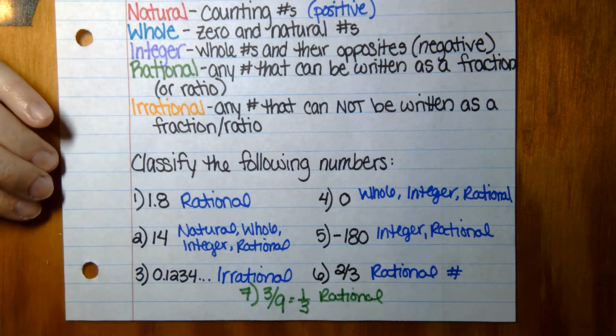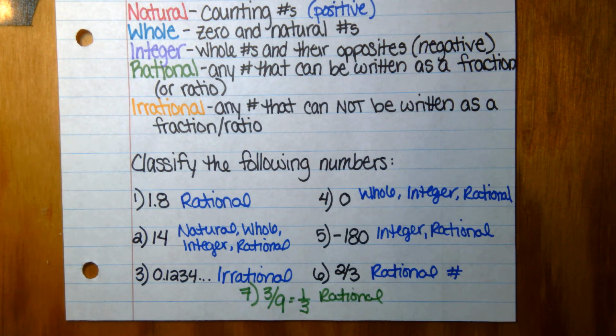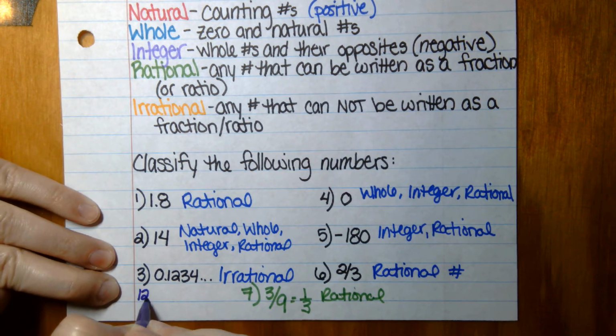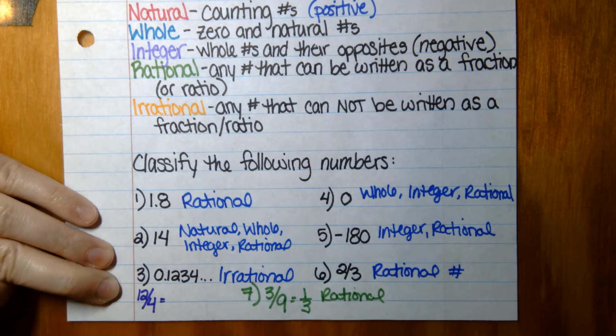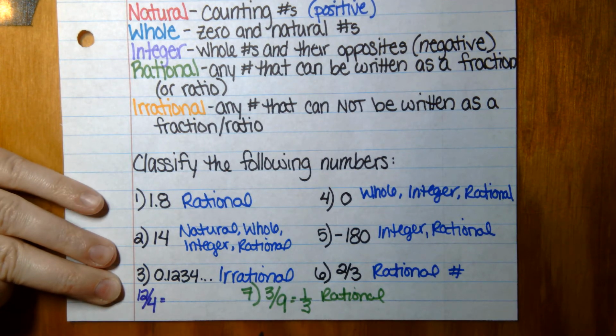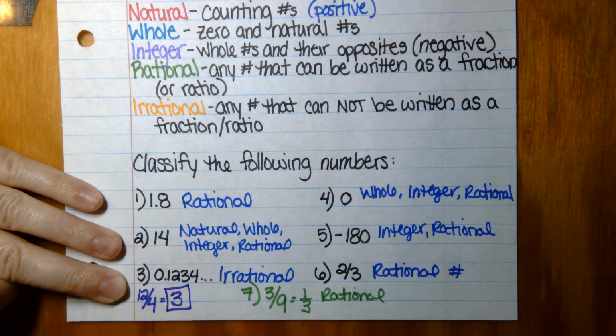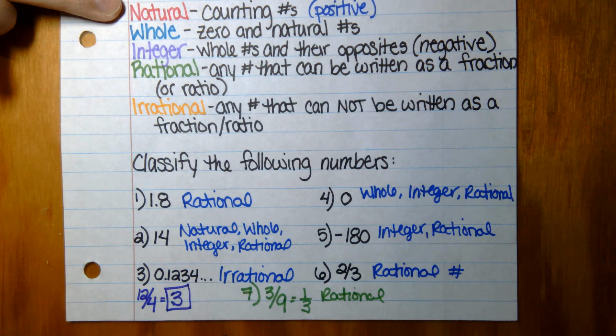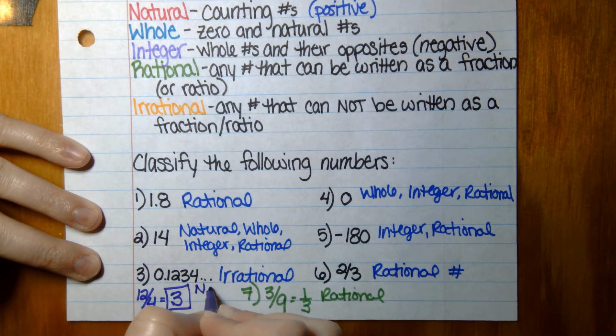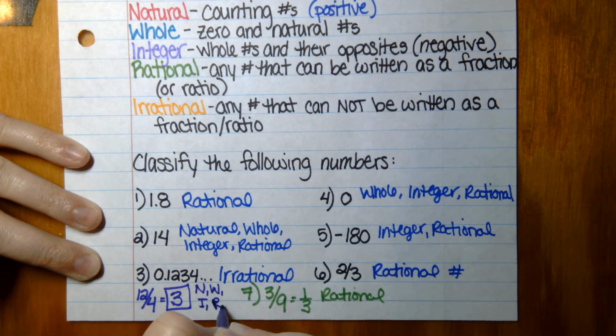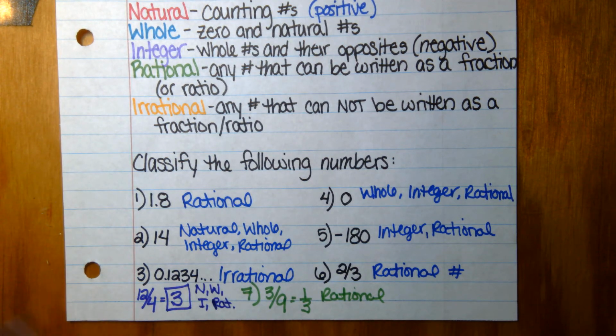If, for example, I have 12/4, 12/4 can reduce to the whole number 3. So even though it started off as a fraction, I'm really looking at this natural number of 3. So this is going to be your natural, your whole, your integer, and your rational number. So if you can simplify things, you need to do that first.